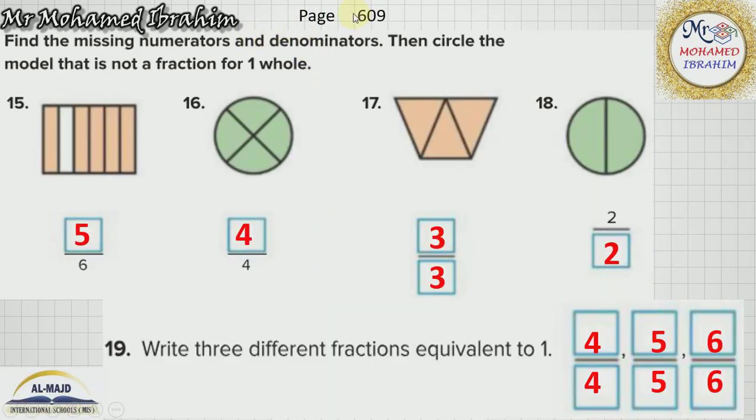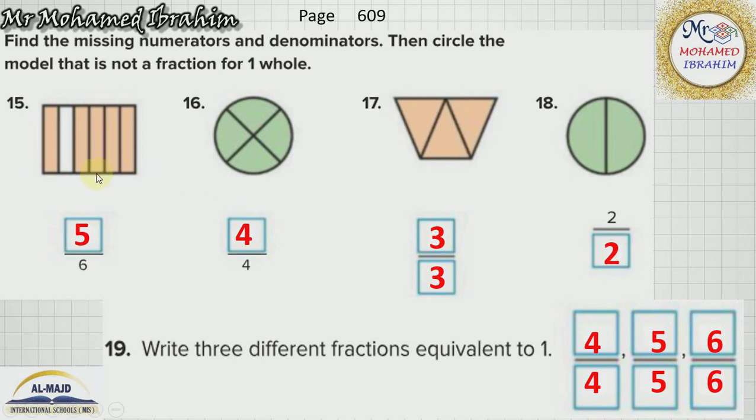This is another example at page 609. Find the missing numerators and denominators, then circle the model that is not a fraction for one whole. At this shape, we colored only 5 parts out of 6. At this shape, we colored 4 parts out of 4. 3 out of 3. Last one, 2 out of 2.